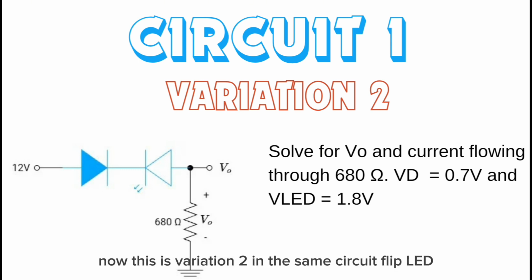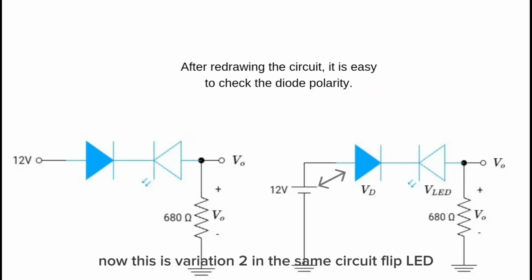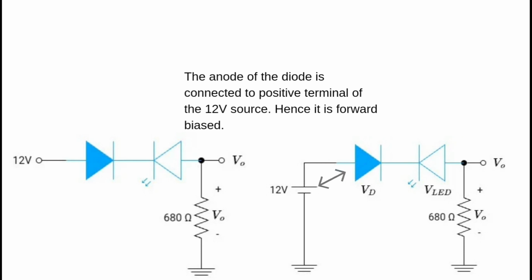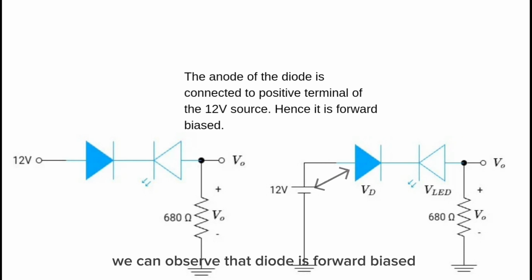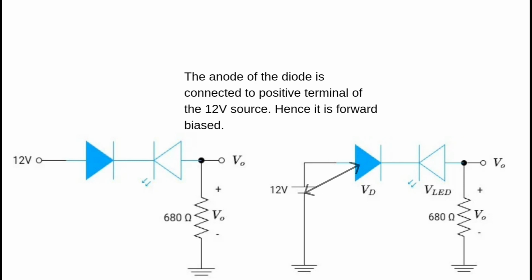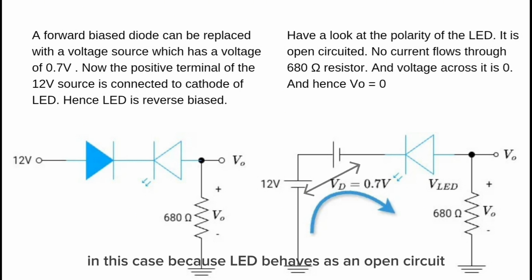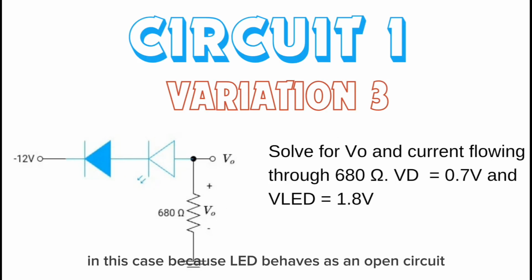Now this is variation 2 in the same circuit. Flip the LED. With the help of redrawing the circuit, we can observe the diode is forward biased, but the LED is reverse biased, and no current flows through the circuit in this case because the LED behaves as an open circuit.